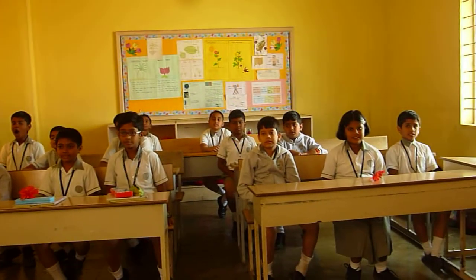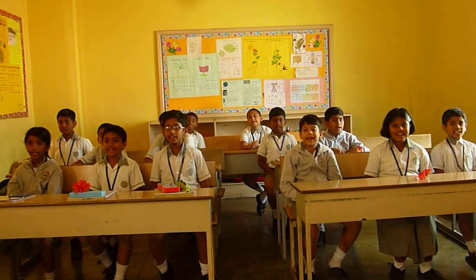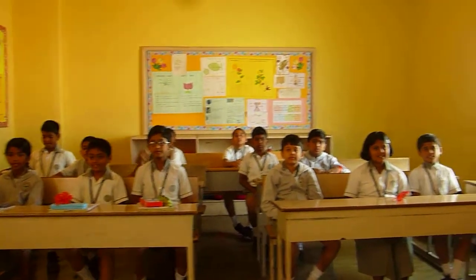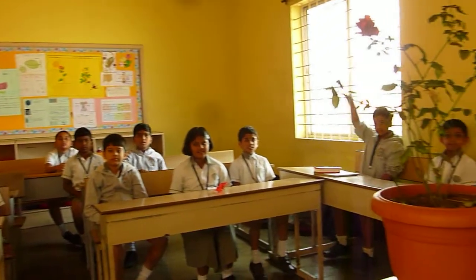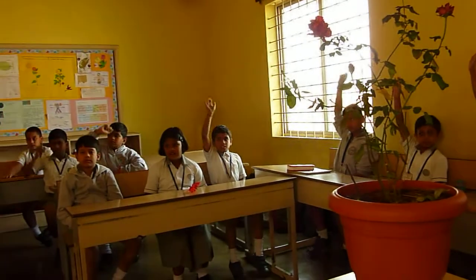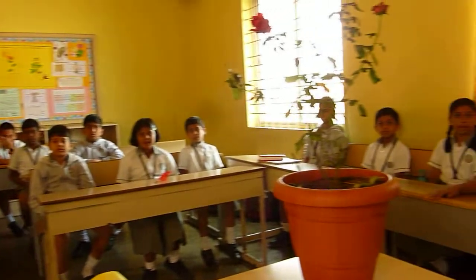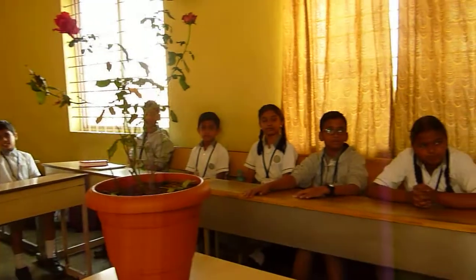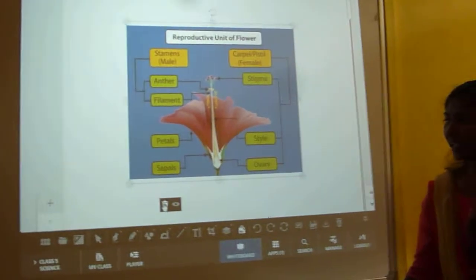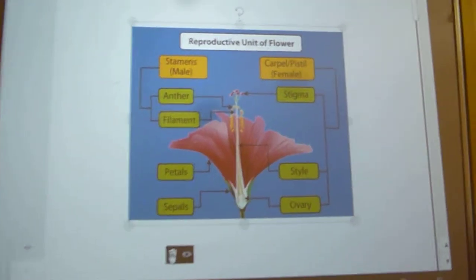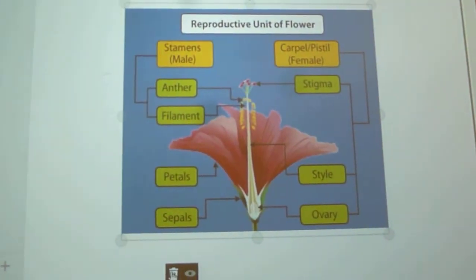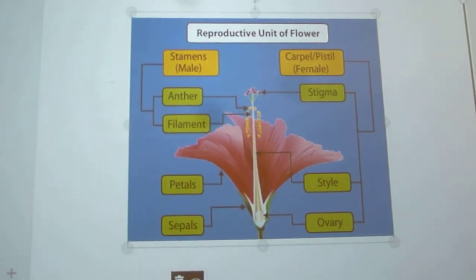What does the anther contain? Pollen grains. Good. It contains the pollen grains. Next, which is the female part of the flower? Yes, Dhruva? Gynoecium. It is also called carpel or pistil. It contains three parts. Which are the three parts? Stigma, style, ovary. Very good. So these are the three parts of the gynoecium, and there are four main parts in a flower.